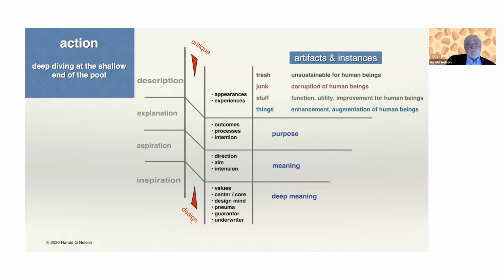So, as we know, there are a lot of different things that appear through design: trash, junk, stuff, things, different qualities. But we can't really critique it unless we understand what's deeper. What was the reason that these things came into existence in the way that they did?